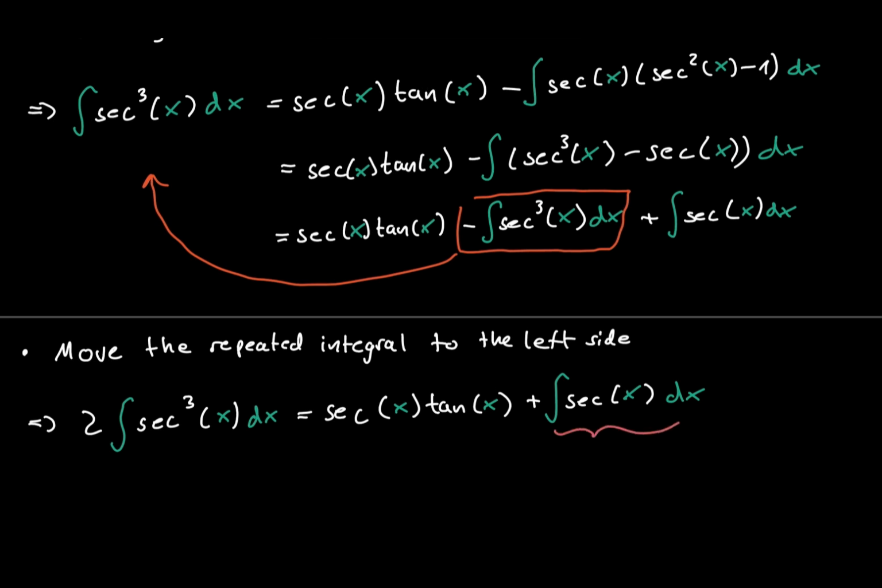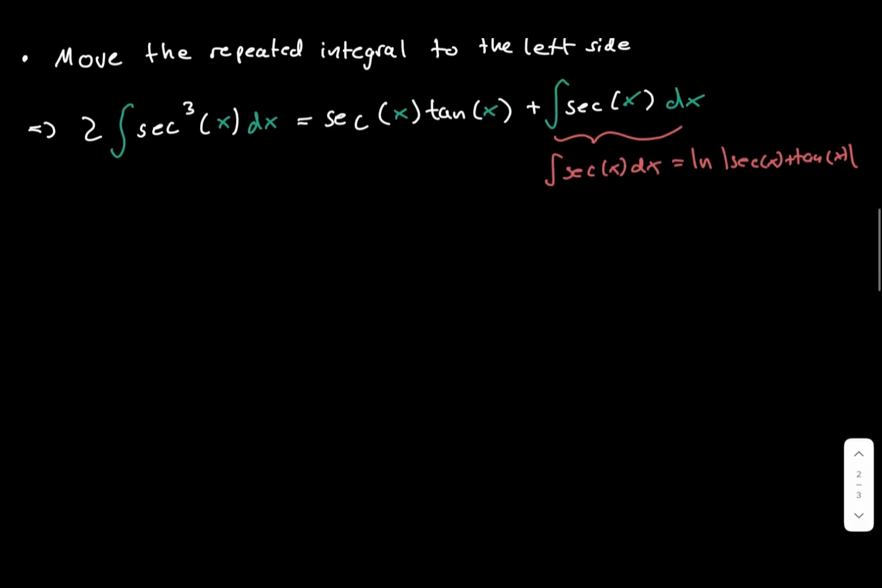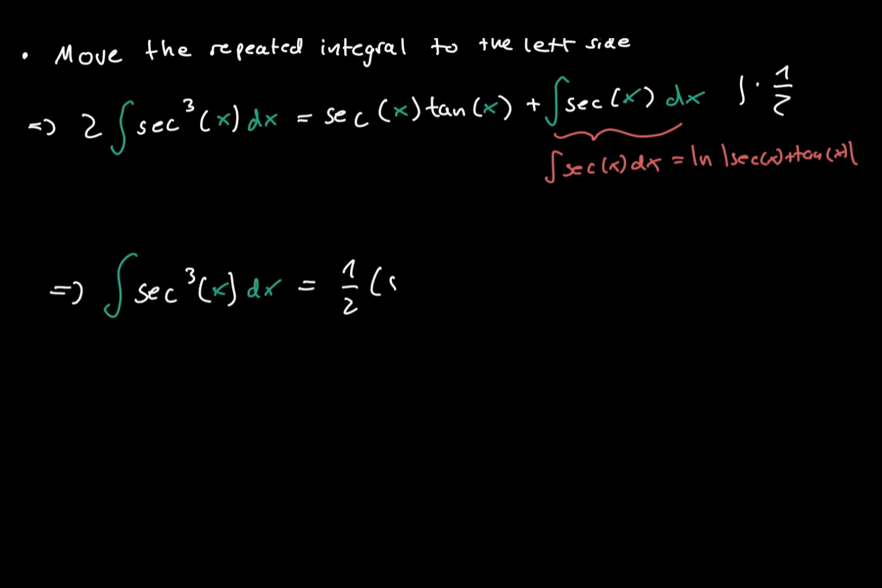Now use the known formula for the integral of secant x. That is the natural log of the absolute value of secant x plus tangent x. So now divide everything by 2.